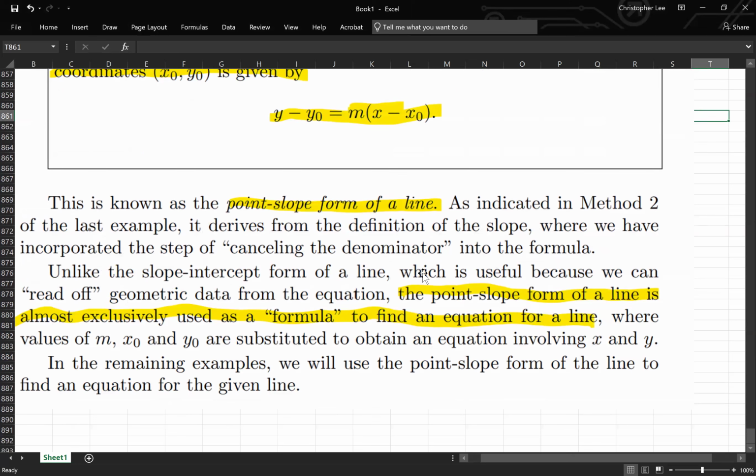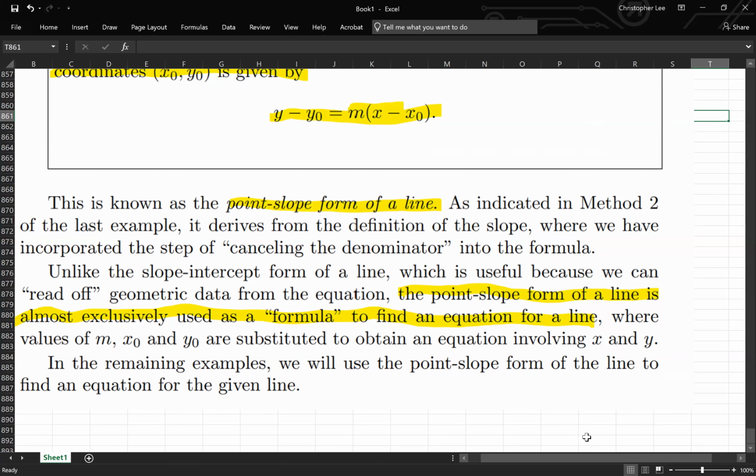So it derives from the definition of a slope where we have incorporated the step of canceling the denominator into the formula. Unlike the slope-intercept form of the line, which is useful because we can read off geometric data from the equation, the point-slope formula of a line is almost exclusively used as a formula to find an equation for a line, where the values of m, x naught, and y naught are substituted to obtain an equation involving x and y. In the remaining examples, you're going to see this, right?